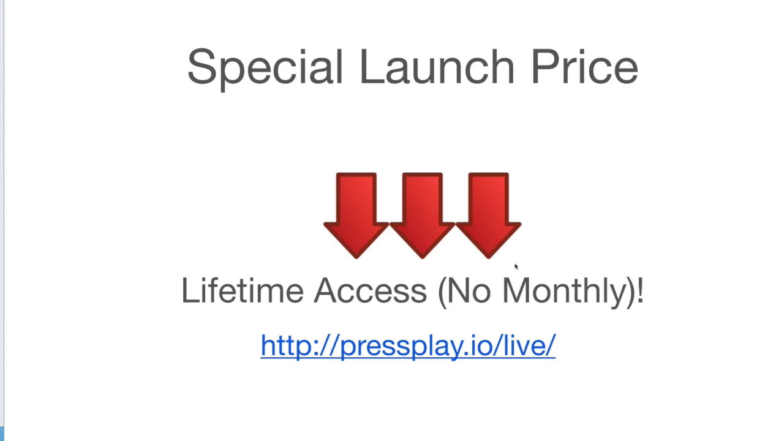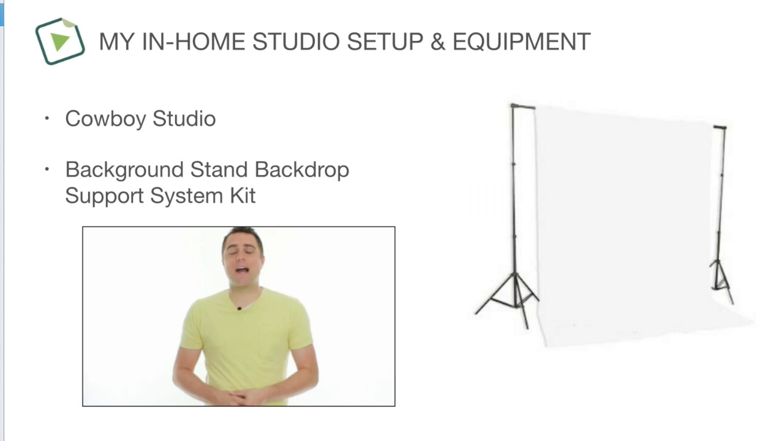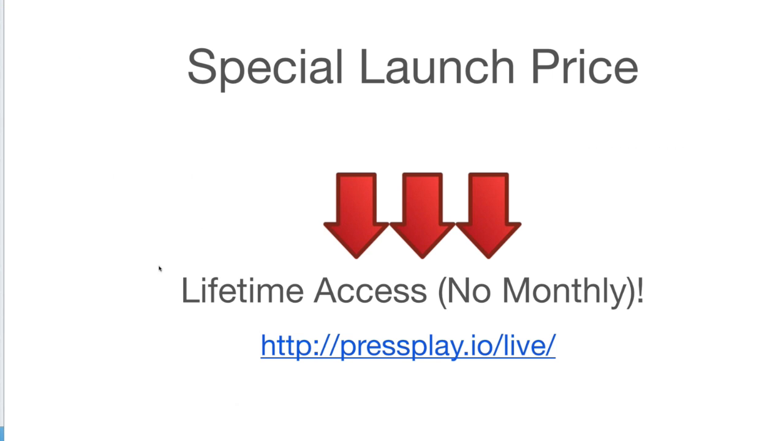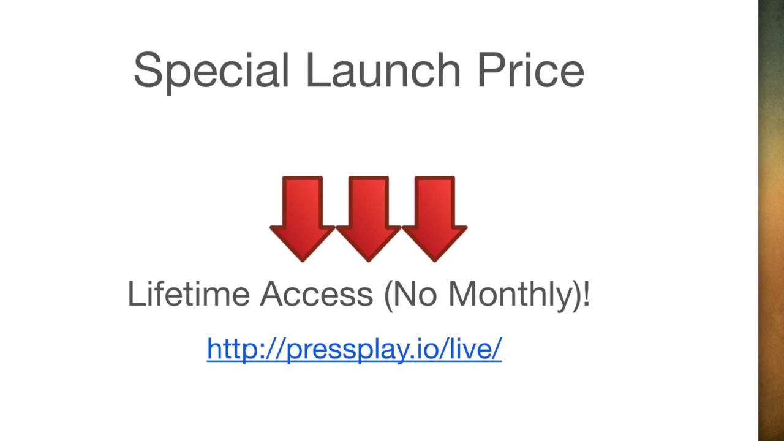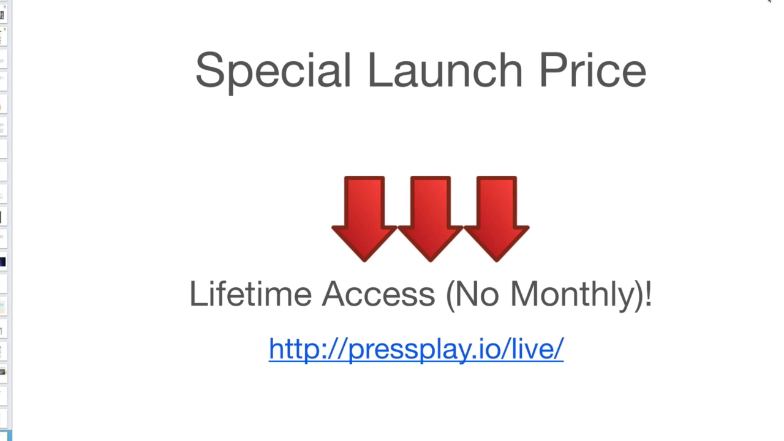What is the exact name of the background stand? It's Cowboy Studio is the name of it. I can go back up to it real quick. Just do a search on Amazon, look for background stand backdrop support system kit. Some come with just the stand, other ones come with the stand and the paper. They also have a green screen paper if you want to do anything with green screen. I don't really do anything with green screen, but if you want to, you can. Okay, let me go back here.